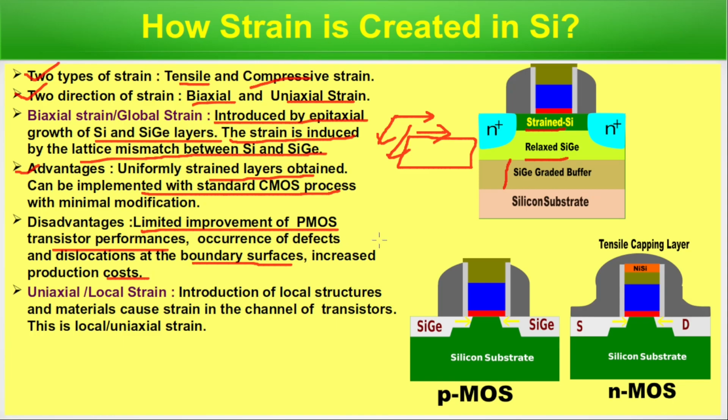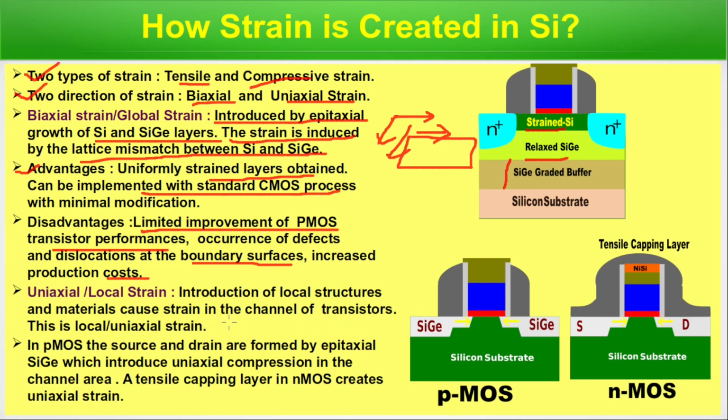Uniaxial or local strain, that is, introduction of local structures and materials, causes strain in the channel of the transistor. This is local or uniaxial. Strain could be introduced in some other way, that is, using local structure and material. Silicon germanium has a greater lattice constant, so we make the source and drain with that. So this source and drain will create strain in this channel.